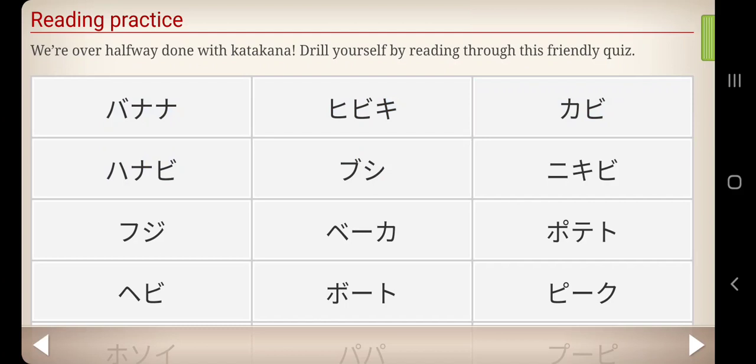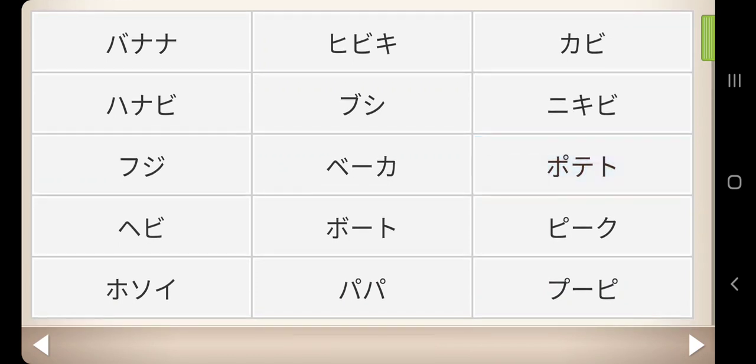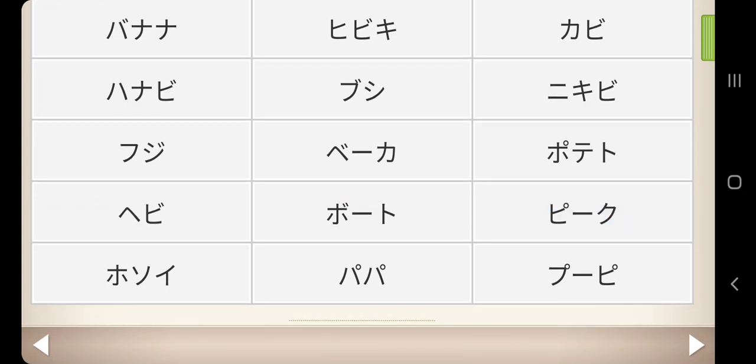Bushi. Nikibi. Fuji. Beika, like a baker. Potato. I know this character because it's used for Pokemon. Hebi, snake. Boto. Piku. Peak fiction. Piku. Osoi.